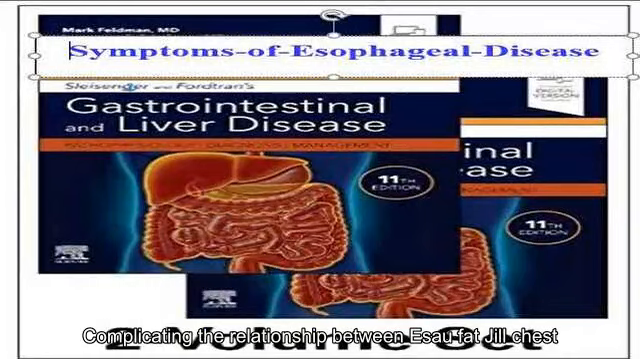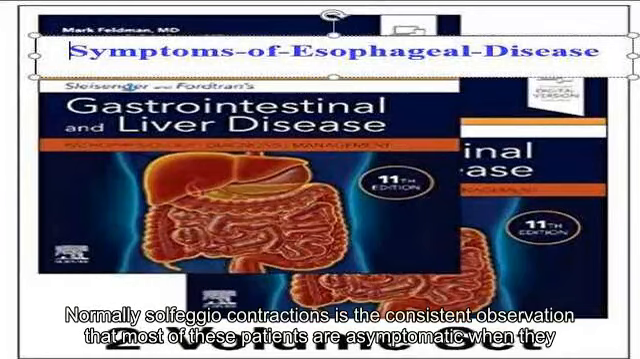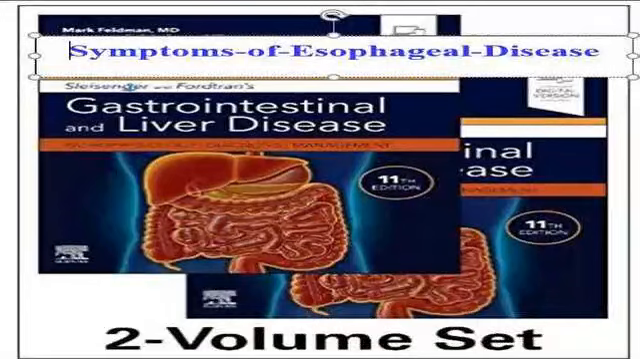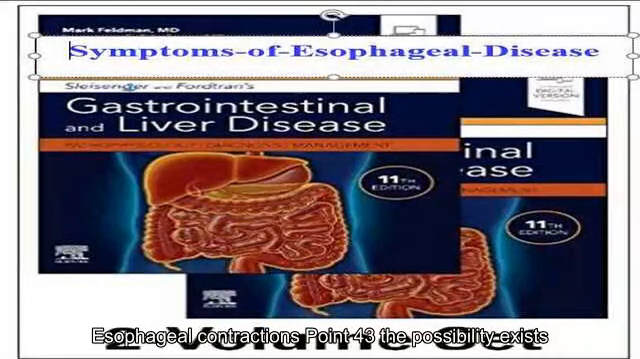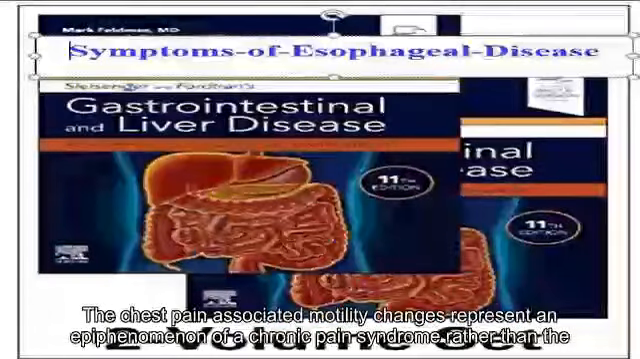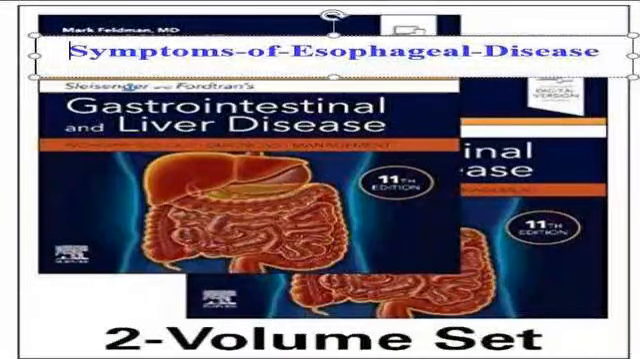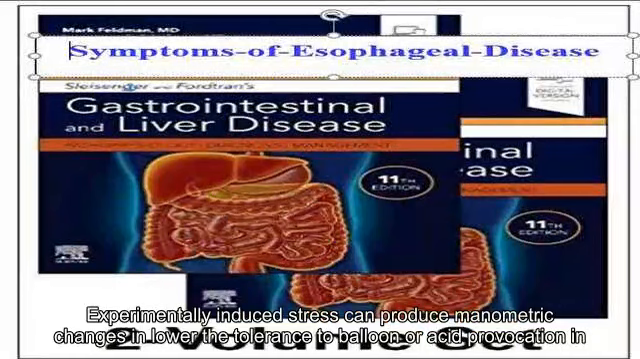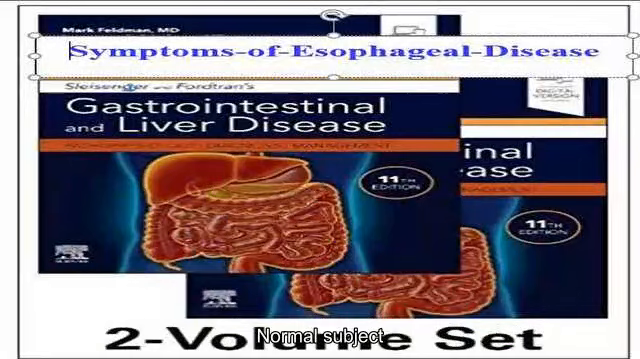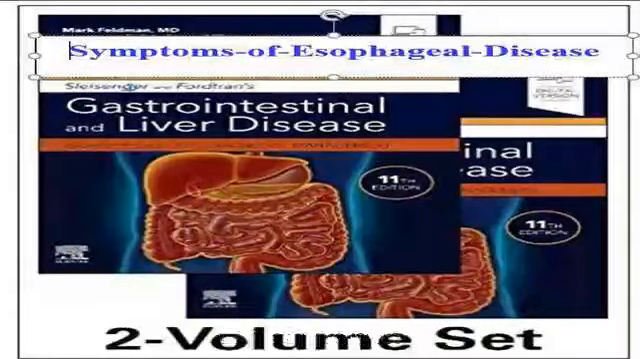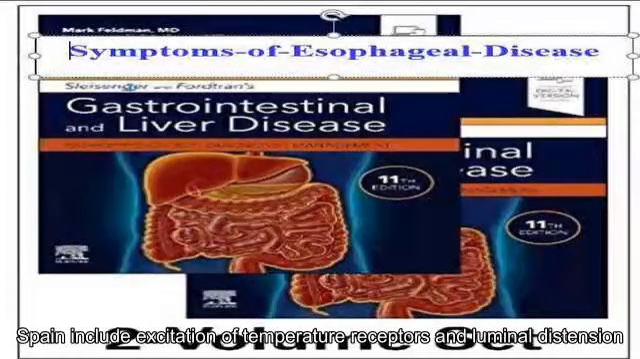Complicating the relationship between esophageal chest pain and abnormal esophageal contractions is the consistent observation that most of these patients are asymptomatic when the contraction abnormalities are identified. In addition, amelioration of chest pain does not correlate predictably with a reduction in the amplitude of esophageal contractions. The possibility exists that chest pain-associated motility changes represent an epiphenomenon of a chronic pain syndrome rather than the direct cause of the pain. In fact, experimentally induced stress can produce manometric changes and lower the tolerance to balloon or acid provocation in both normal subjects and patients with gastroesophageal reflux. Other potential causes of esophageal chest pain include excitation of temperature receptors and luminal distension.